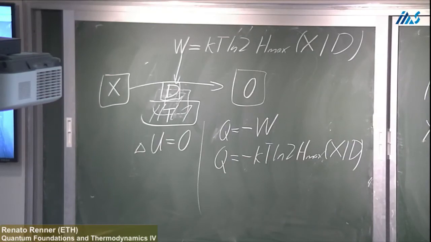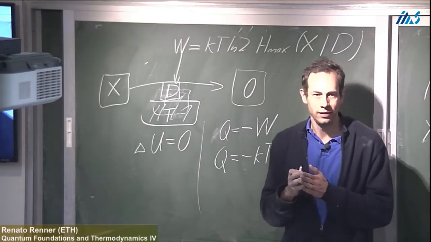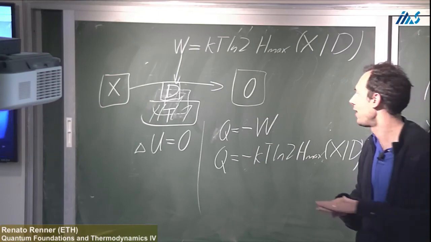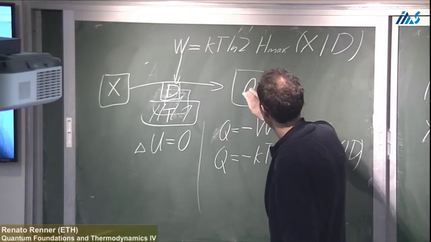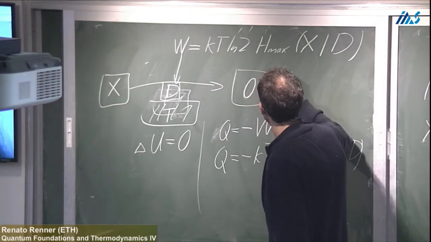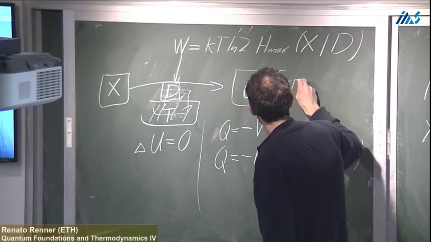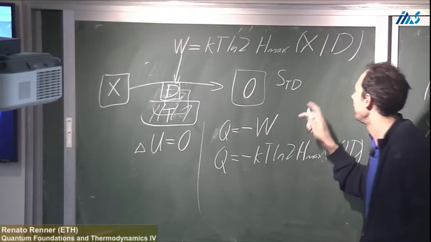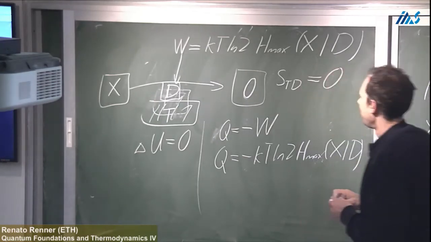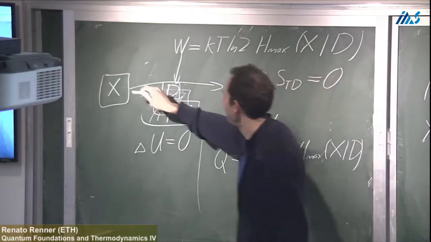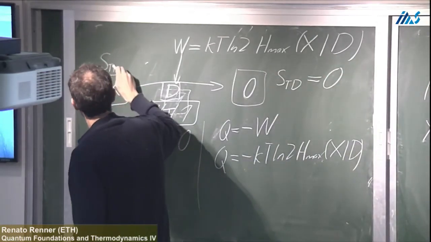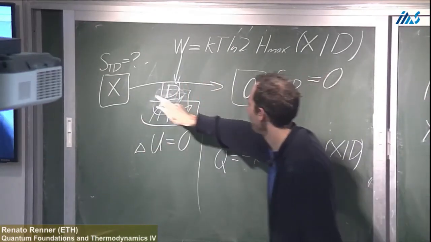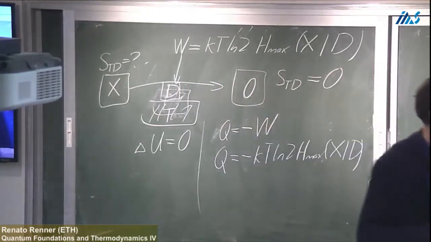So the 0 point for the thermodynamic entropy can always be chosen arbitrarily. So I could say that let's define that the thermodynamic entropy of a system that is in a pure state, this is just a 0 state, is 0. And now I can calculate, and I'm interested in the thermodynamic entropy of this thing. This is an arbitrary system. So what's the thermodynamic entropy of this system?